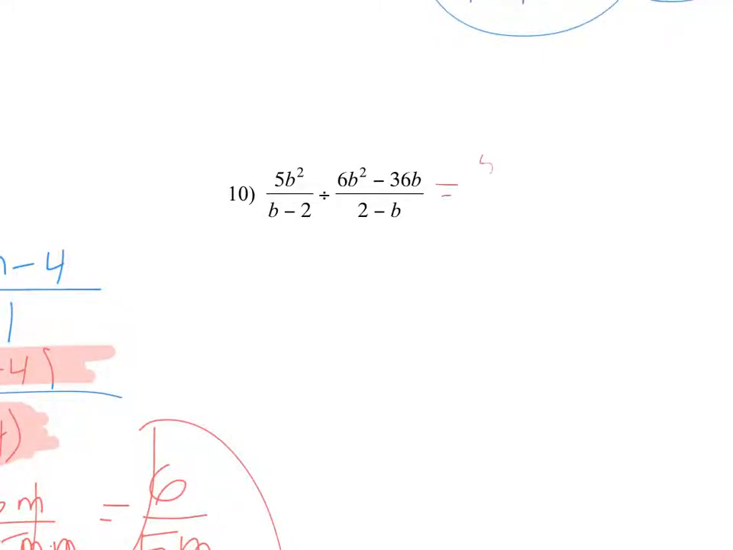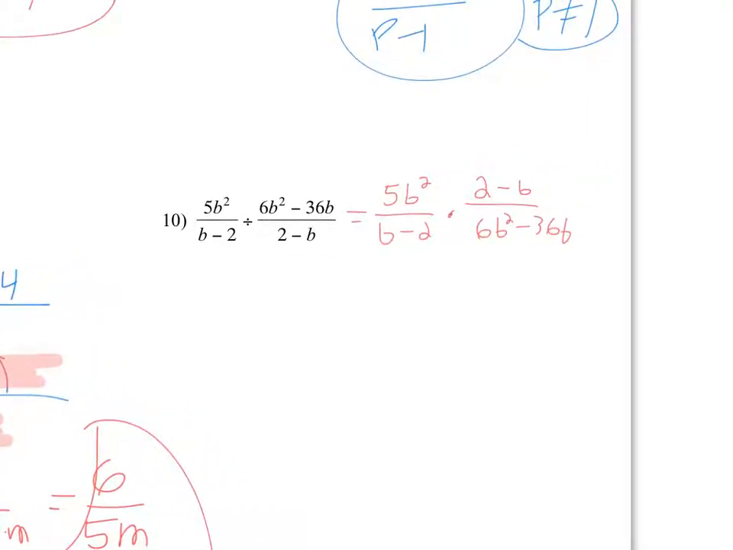So I've got 5b squared over b minus 2, times, change it, and then I'm going to flip it, 2 minus b over 6b squared minus 36b. Alright, I don't need a common denominator, but I noticed that in the denominator over here I can factor out a 6 and a b. So I'm going to do that really quickly.